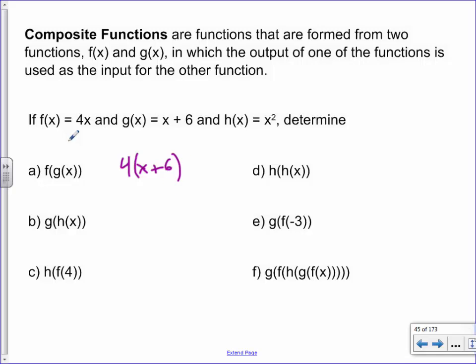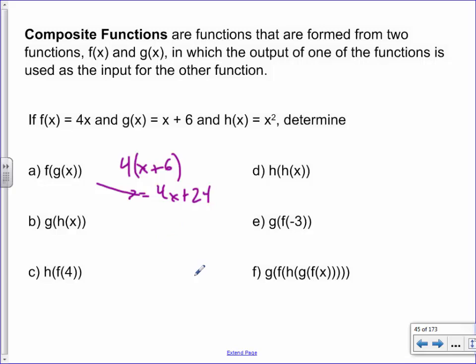See how that works? If you read this from left to right, f of g of x means start with f, which is 4x. But we're not actually going to use x, we're going to use g of x. So I start with my 4, but rather than writing x, I write whatever g of x is, which was x plus 6. And if I wanted to, I could make this 4x plus 24. That is what this equation is. It's a long form of substitution.